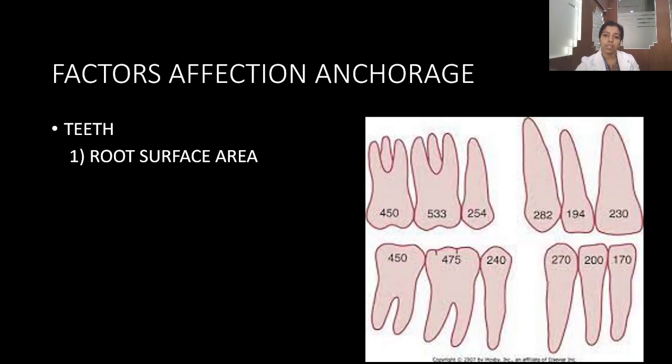But tooth size wise, actually the mandibular first molar is the largest tooth, but the root surface area is maximum for the maxillary first molar, because the maxillary first molar has a three-root tripod root arrangement. So as the number of roots increases, the root surface area also increases. So the maxillary first molar provides more resistance to the tooth movement than the mandibular first molar.